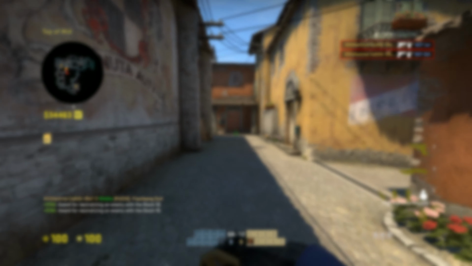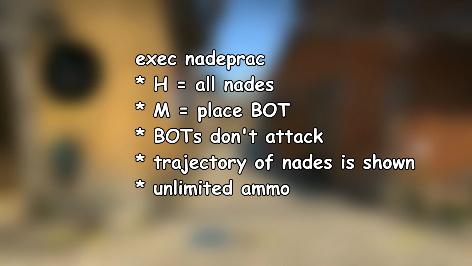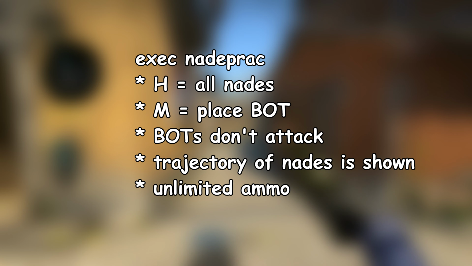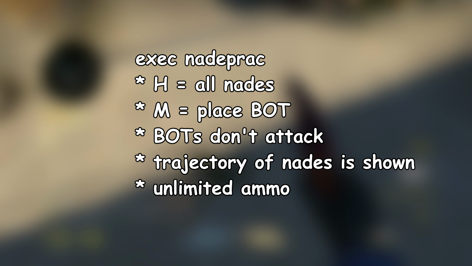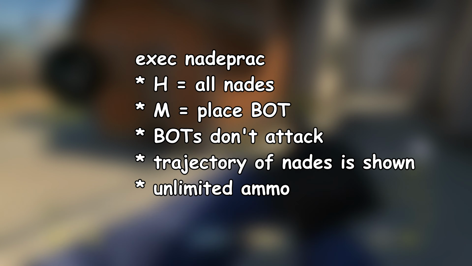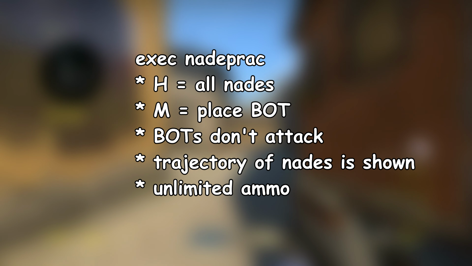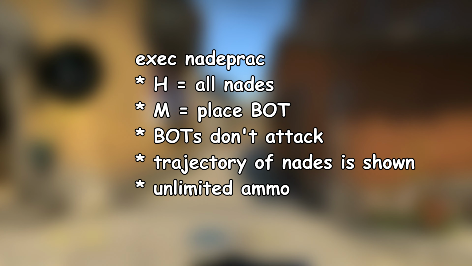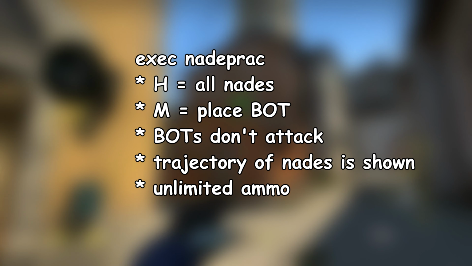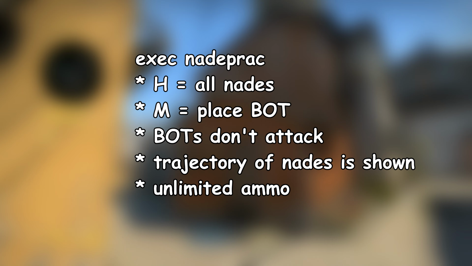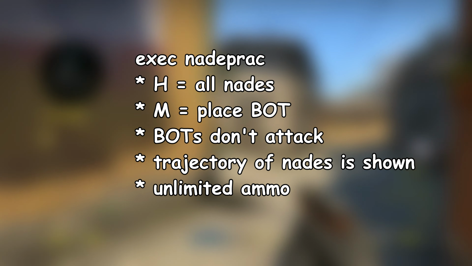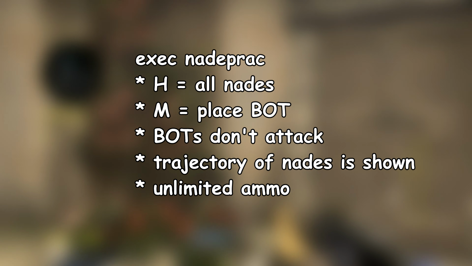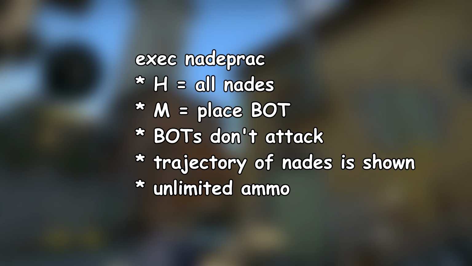So, to sum it up, the nadeprac config gives you all the nades and provides you also with a bind to create some bots on your own. There are several bots on the server which don't move, and those won't attack you. And if you select a nade, you will see the trajectory, and after you have thrown the nade, you will see how the flight path of the nade was.